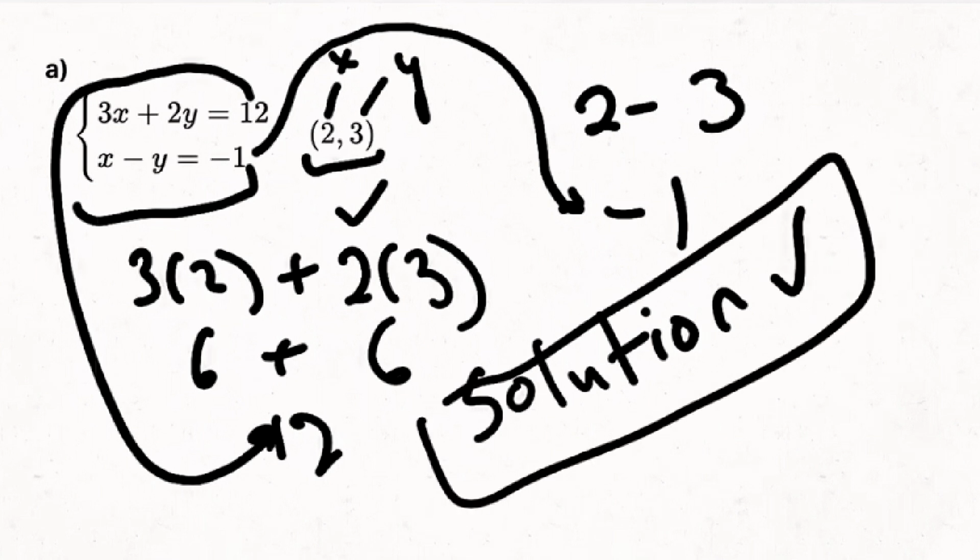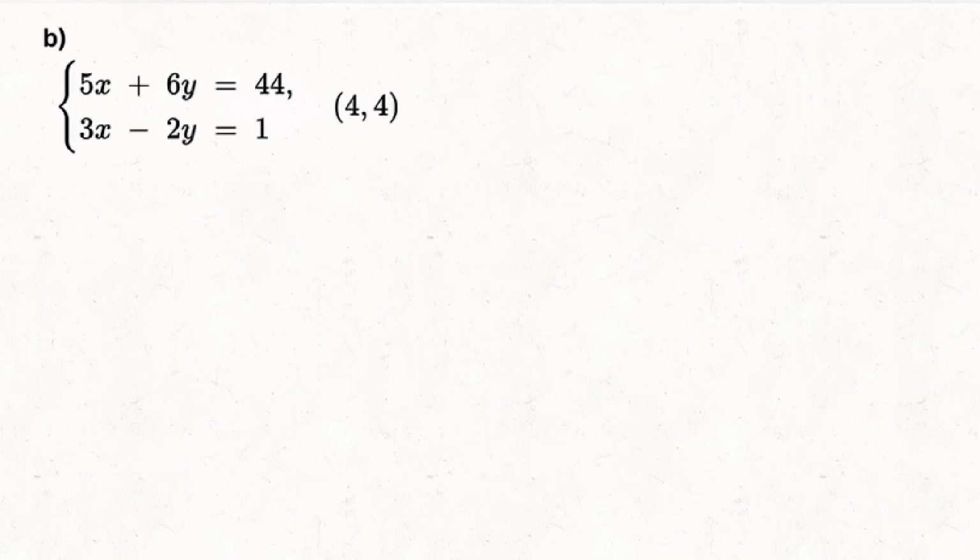and that is correct. Now we can move on to the next question. So this right here is our next question. Our first equation is 5x plus 6y equals 44, and our second equation is 3x minus 2y equals 1, where our ordered pair is 4, 4, where again this 4 is the x value and this 4 is the y value. So as we did before, we're going to be plugging in 4 for the x within this system of equations and 4 for this y within this system of equations.